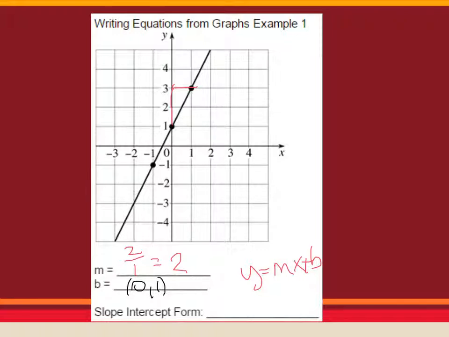So in slope-intercept form, we would write y equals, we're replacing the m with 2x, and then we're going to replace the b with a positive 1. So the graph of this line in slope-intercept form is y equals 2x plus 1.